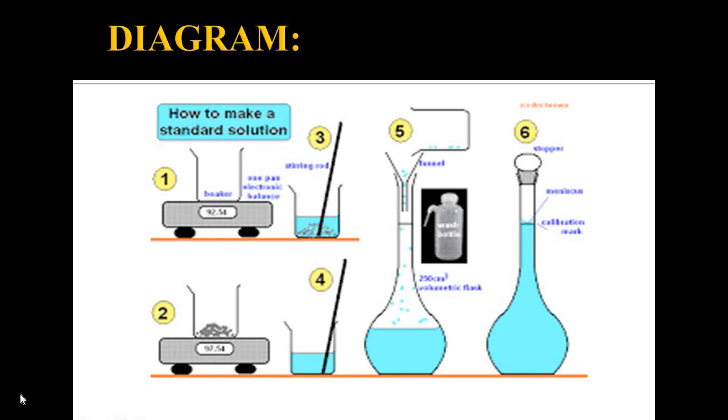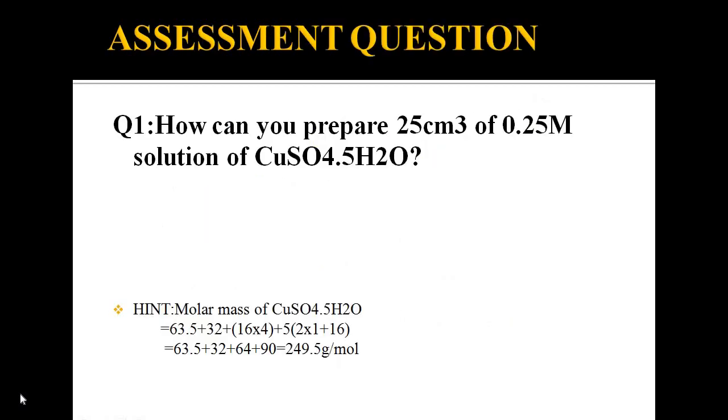Procedure is same, everything is same. First of all, you have to find out the mass, then dissolve that mass in small amount of water, then transfer into volumetric flask. Whatever volume is required, take that specific volumetric flask and keep on adding the water until it reaches the calibration mark, and this would be now your required solution. So dear students, same procedure will be applied for the assessment question.